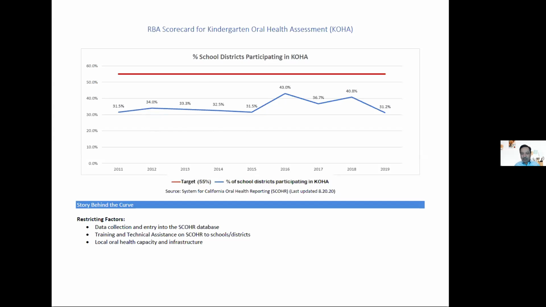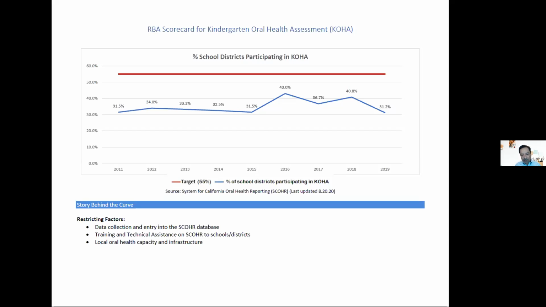This is when the contract with San Joaquin, this core database, changed from CDA to CDPH. Now, CDA supported that contract from 2011 through 2018, and this is when we switched. There was probably some communication gap, and we think that's one of the reasons why this number dropped.